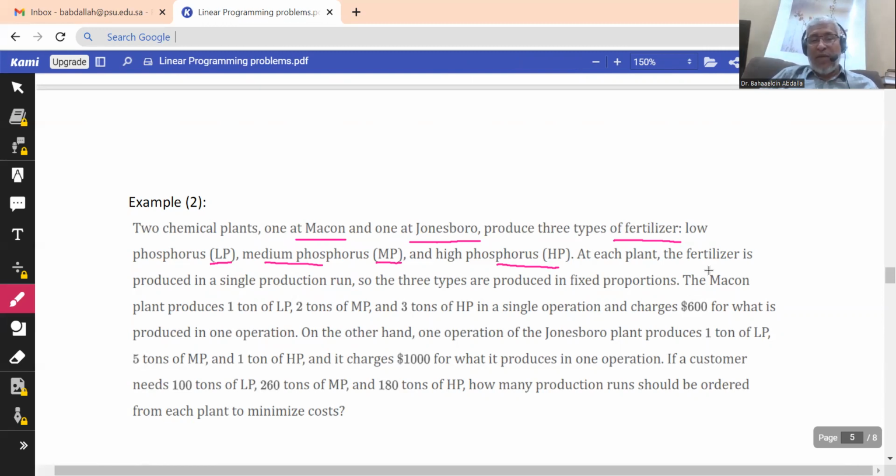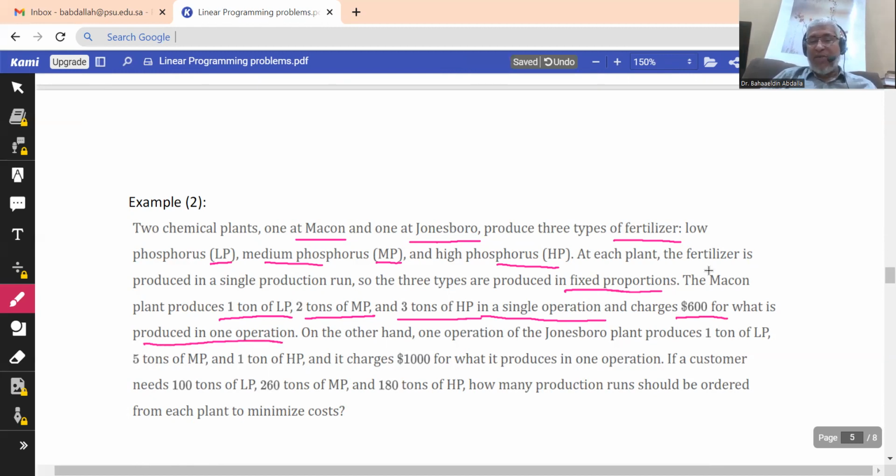So the 3 types are produced in fixed proportion. The fertilizer is produced in a single production run. The Macon plant produces 1 ton of LP, 2 tons of MP, and 3 tons of HP in a single operation, and charges $600 for what is produced in one operation.